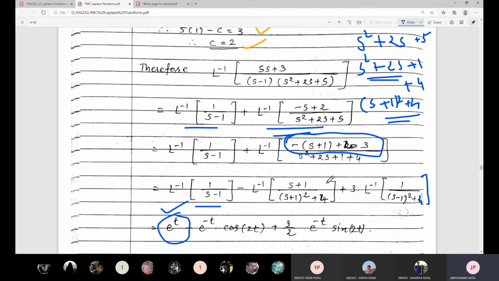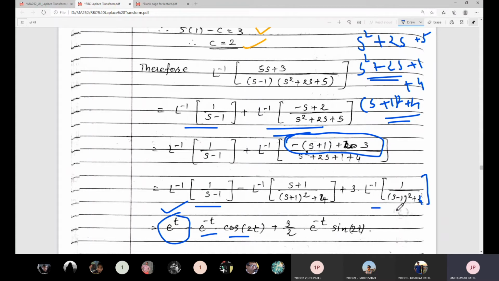Now think about this term. It is actually s upon s square plus 4. Then what is the Laplace inverse of s upon s square plus 4? I think it is cos 2t. Okay, so cos 2t is there. Now s is in place of s plus 1, so you have to multiply e raised to minus t with it by the first shifting property.